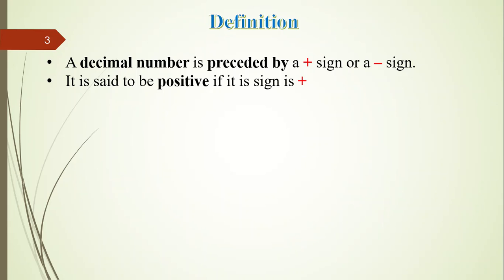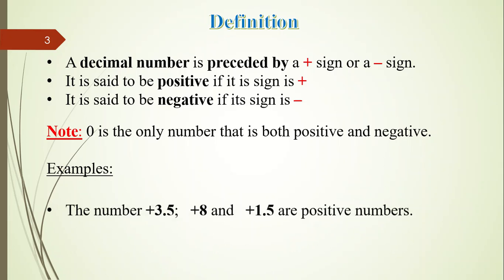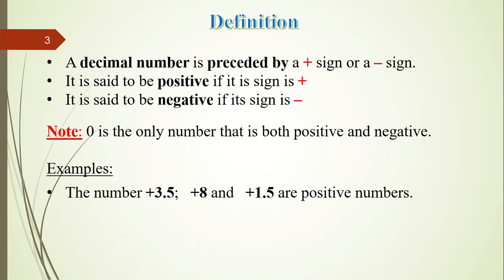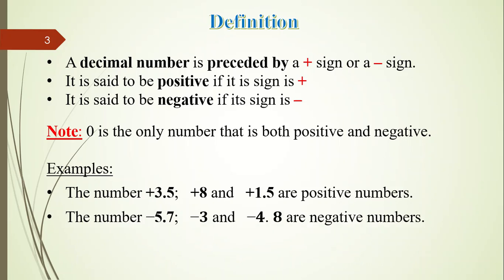It is said to be positive if its sign is plus. It's said to be negative if its sign is minus. Note: 0 is the only number that is both positive and negative. Examples: the numbers plus 3.5, plus 8, plus 1.5 are positive numbers since they have a plus sign. The numbers minus 5.7, minus 3, minus 4.8 are negative numbers since they have a minus sign.